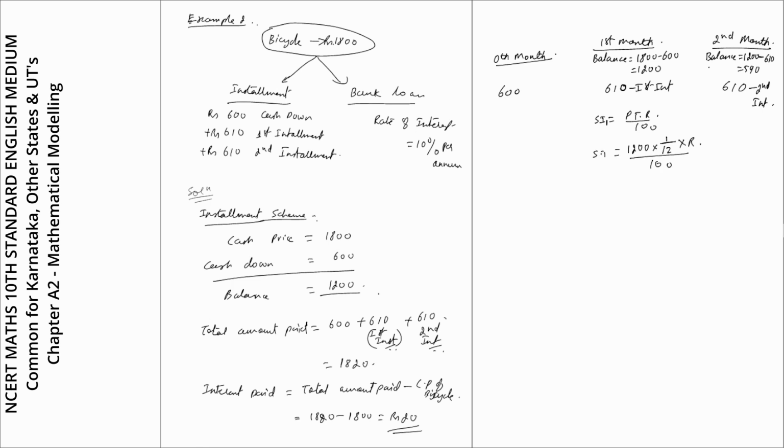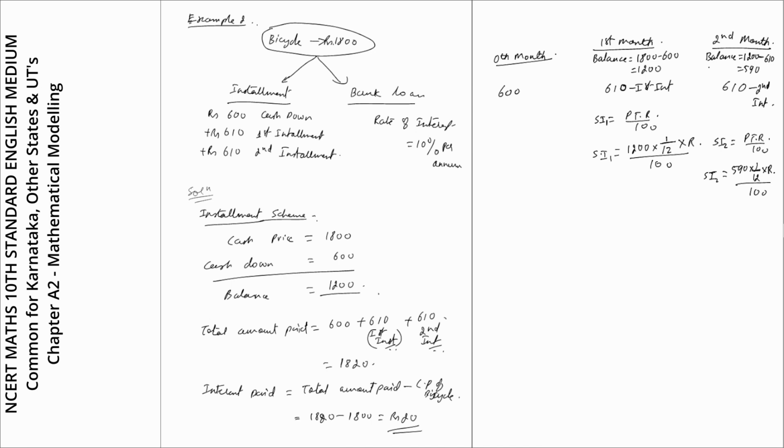So this is SI1. And coming to the second month, here this I'll call as SI2. So here again it is PTR by 100. So this is equal to, here principal will be the balance. So here in the second month the balance is 590 into, here also time will be 1 by 12 because this is just for 1 month. So 1 by 12 by rate of interest we don't know, by 100. So I'll call this as SI2.